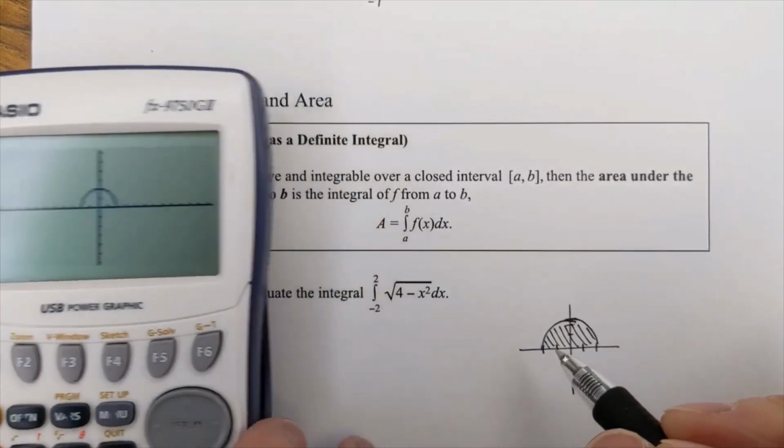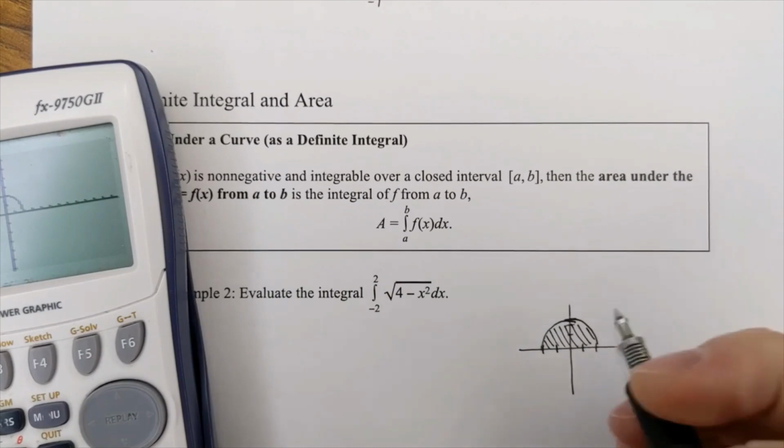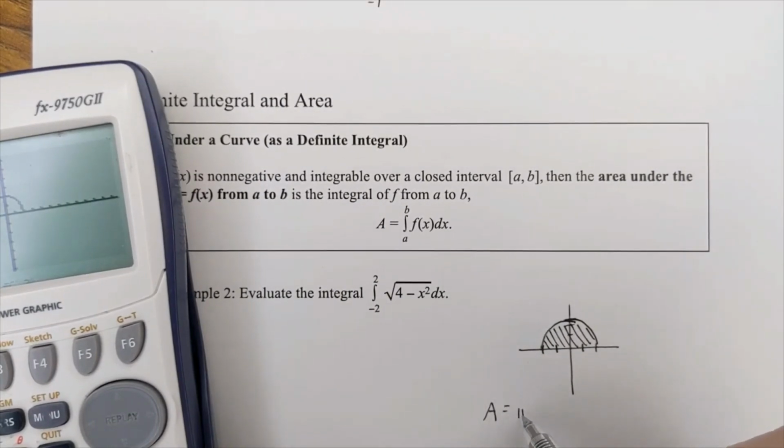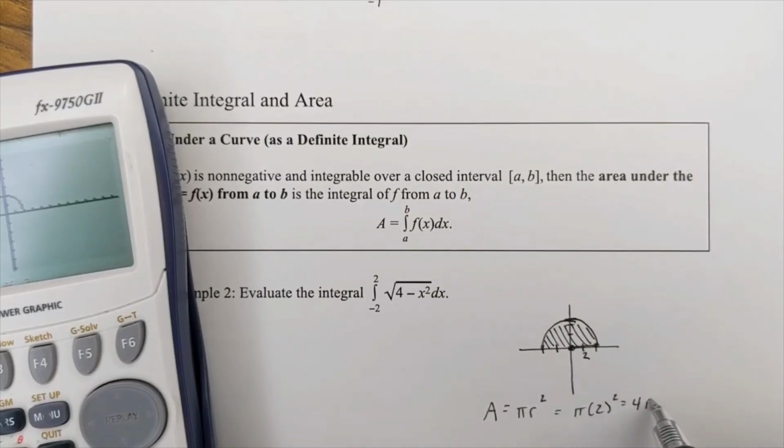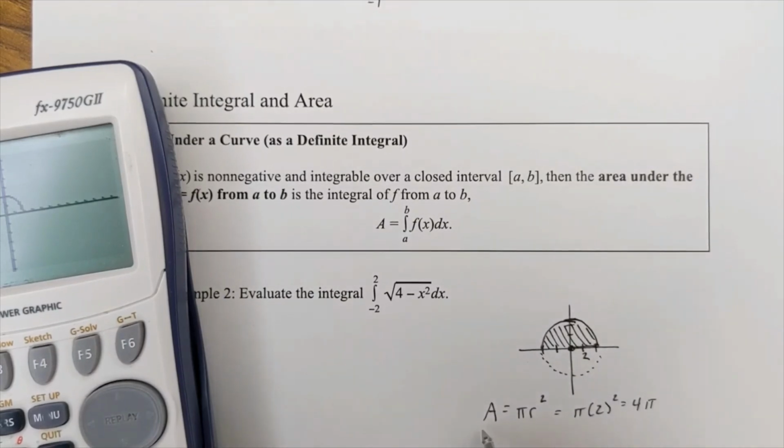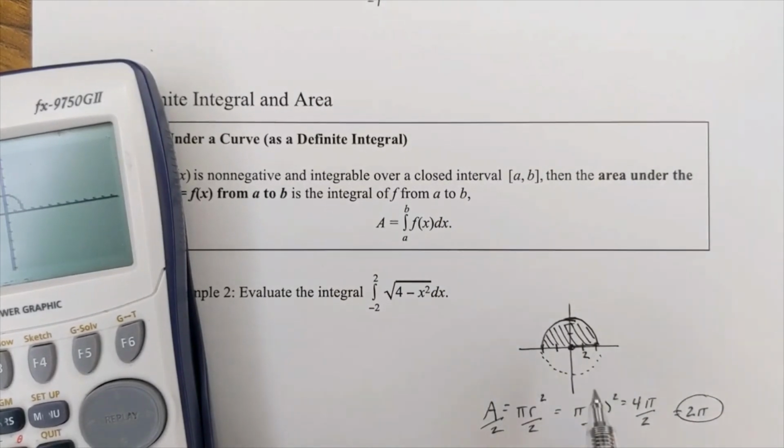Now, we don't actually have to do any fancy math. That's a circle. The area of a circle is pi r squared. The radius of this circle is 2 units wide, so it is pi times 2 squared, or 4 pi. Now, that would be the area of the entire circle. I only have half of it, so I need to divide everything by 2, which gives me 2 pi. So the area below this curve between -2 on the x-axis and +2 from here to here is 2 pi.